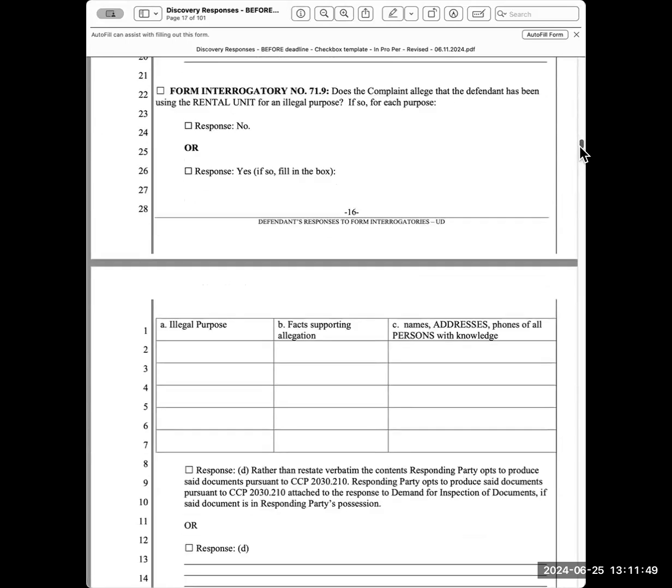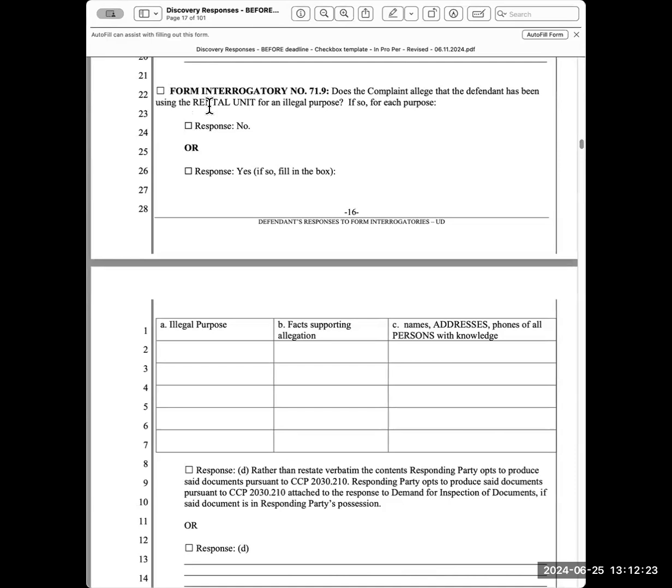Form interrogatory 71.9. Does the complaint allege that the defendant has been using the rental unit for an illegal purpose? If so, for each purpose, you're going to state any illegal purpose. If nothing is alleged, no. This is rarely checked. It's very uncommon. But there are obviously examples that it could happen.